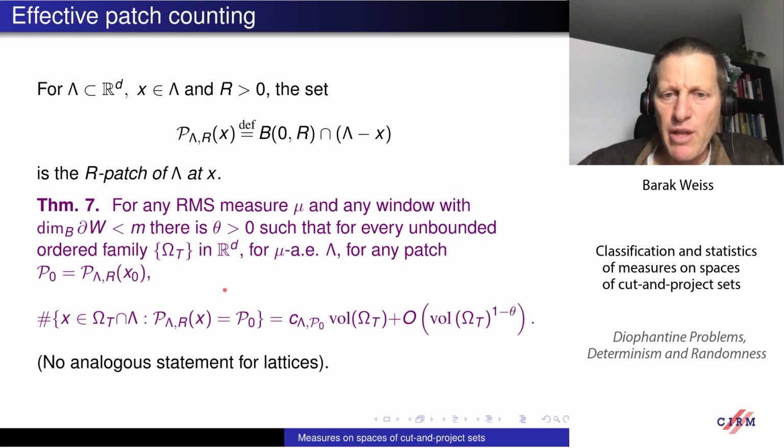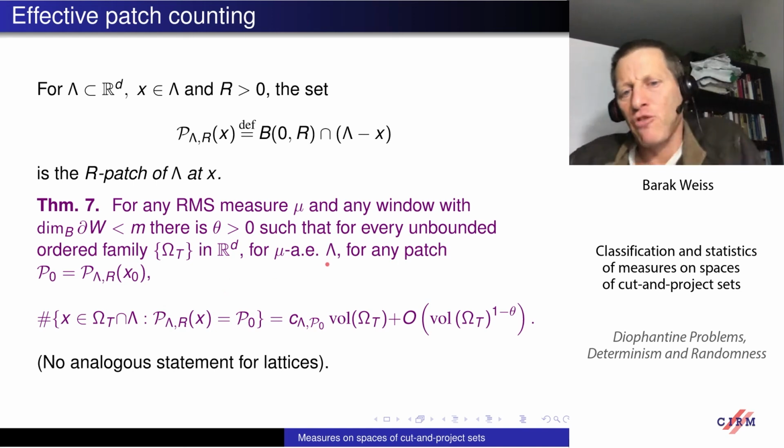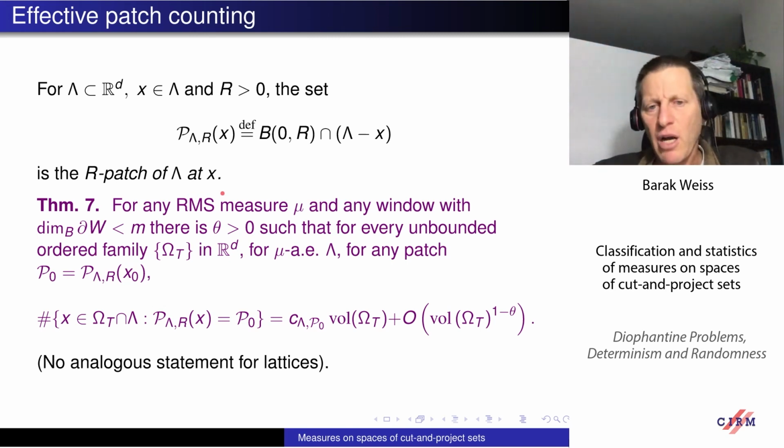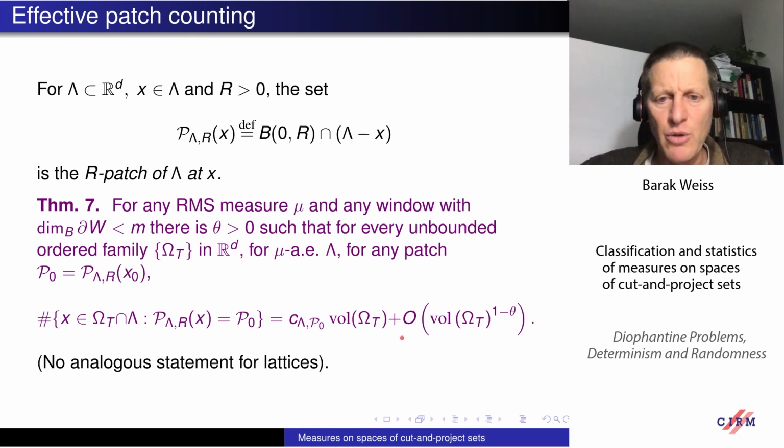And we're able to do that for almost every cut and project set, where almost every is with respect to any RMS measure. So fix an RMS measure, fix any window which satisfies a certain property of small boundary in the sense of upper box dimension. Then you can find a power savings parameter, which is this theta, such that for any patch, you have this order of growth of the patch counting.